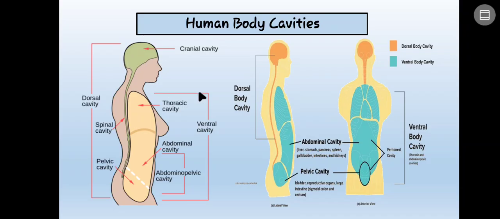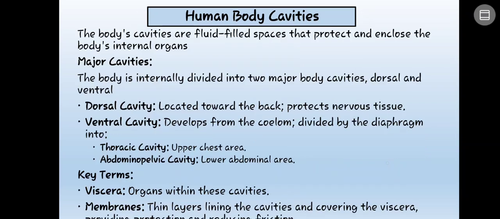And then we have what we call the ventral cavity. The ventral cavity, from the thoracic cavity down to the abdominal cavity, together form the ventral cavity. So largely, the body can be divided into two cavities. Remember this: the dorsal cavity, which consists of the cranial cavity and the spinal cavity, and the ventral cavity, which consists of the thoracic cavity and the abdominal cavity.